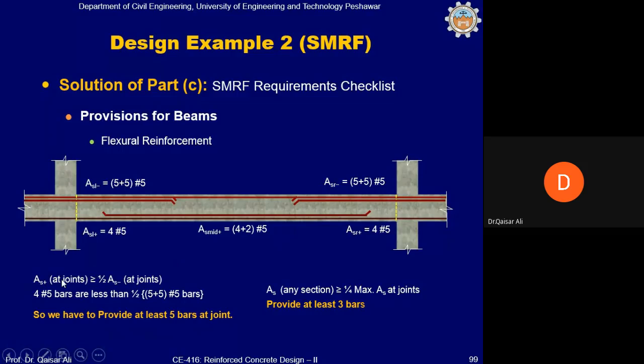Okay, we will do it like this. Area of steel at the joint face must be greater than half of the area of steel at the joint. 4 number 5 bars are less than half of the bars used on the negative side, so we have to provide at least 5 bars at the joint. At any other section, 10 divided by 4 bars is 2.5, but we'll provide at least 3 bars. So this requirement shall be fulfilled in the detailing.